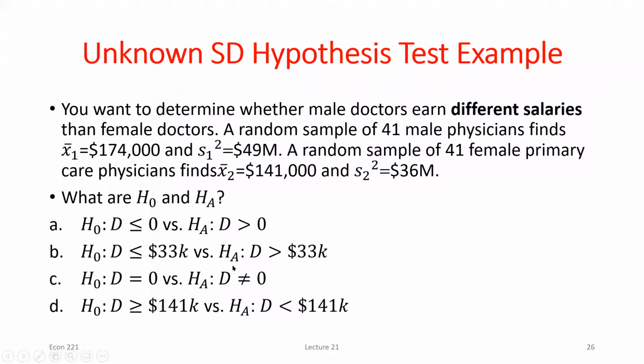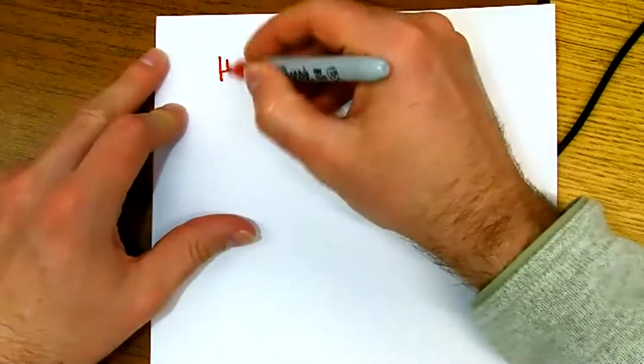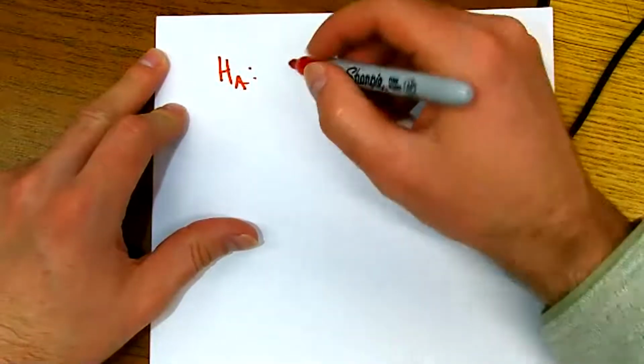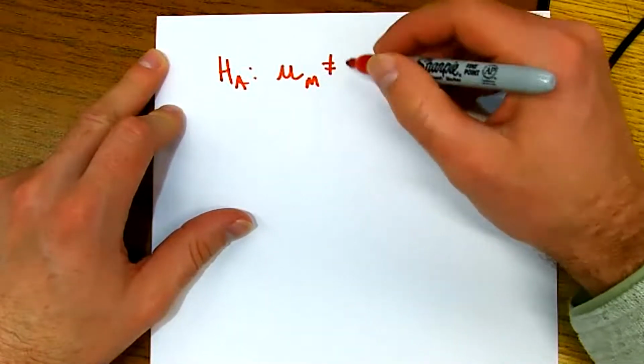So we'll work through one example by hand, and then we'll do some stuff in Excel. So let's say I want to determine whether or not male and female physicians have different salaries. Okay? So I want to test for whether or not they have different salaries. Well, kind of think about how this looks in words. So what I want to test for is my alternative hypothesis. What I'm saying is, is the average male salary different than the average female salary?